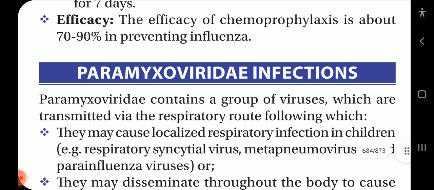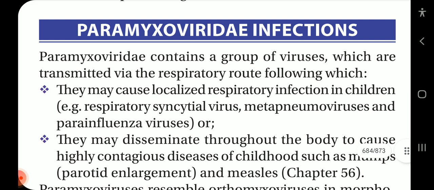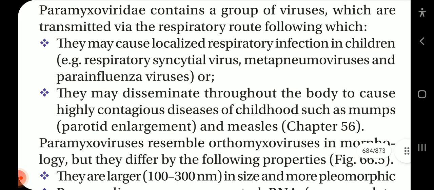Now coming on to the paramyxoviridae infections. Paramyxoviridae contains a group of viruses which are transmitted via the respiratory route, following which they may cause localized respiratory infection in children. Example: respiratory syncytial virus, metapneumovirus, and parainfluenza virus. Or they may disseminate throughout the body to cause highly contagious diseases of childhood such as mumps, parotid enlargement, and measles.